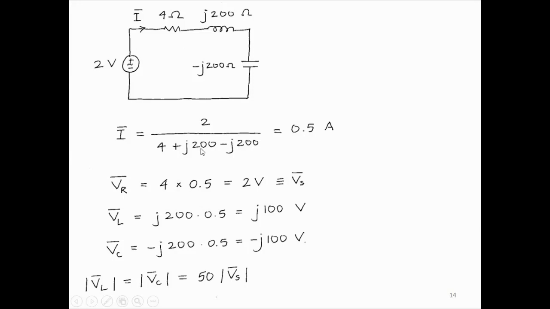Alright, so let's just find the voltages. So we found the current, then the voltage is the current multiplied by the individual impedances. So 4 times 0.5, so 2 volts. The resistance is 4, times 0.5. The inductor voltage is J200 times 0.5, which is J100 volts, and the capacitor is the negative of that. So what we find here is that the source voltage that is applied is 2 volts, but the voltages across the inductor and the capacitor have a magnitude that is 50 times the source voltage.